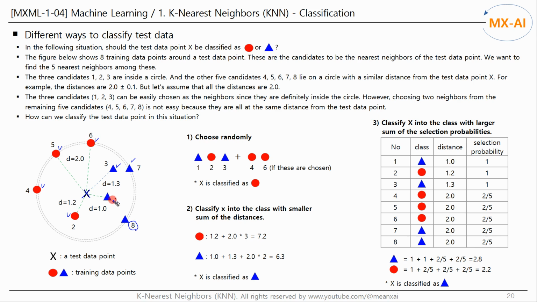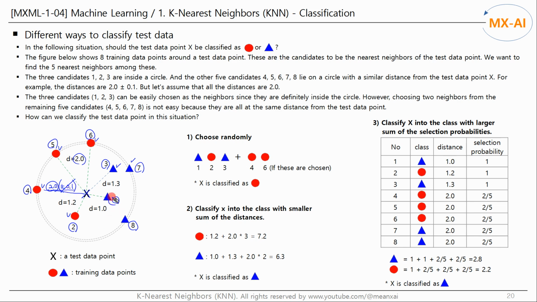The 3 candidates 1, 2, and 3 are inside this circle. And the other 5 candidates, 4, 5, 6, 7, 8, lie on this circle with a similar distance from the test data point X. For example, these distances are 2.0 plus minus 0.1. But let's assume that all the distances are 2.0. The plus minus 0.1 can be considered a measurement error.